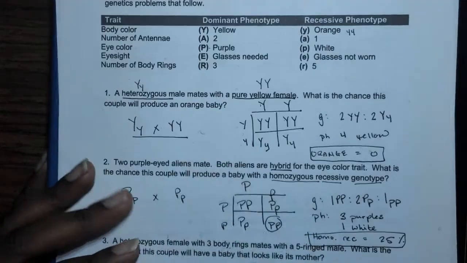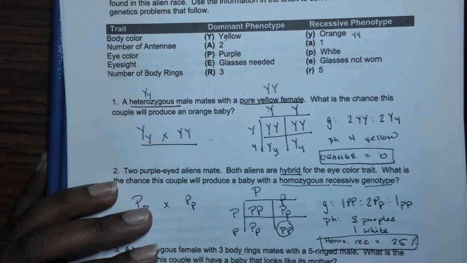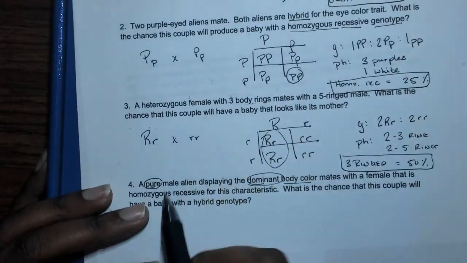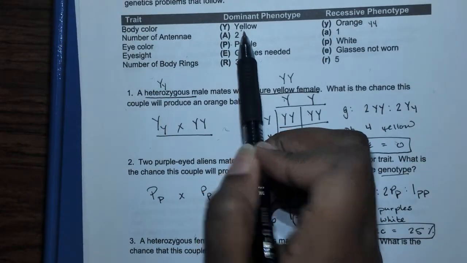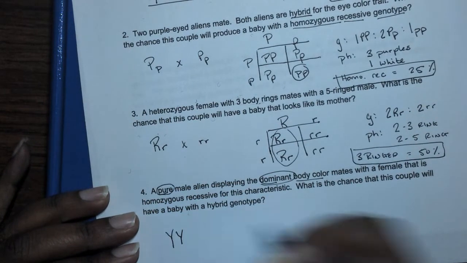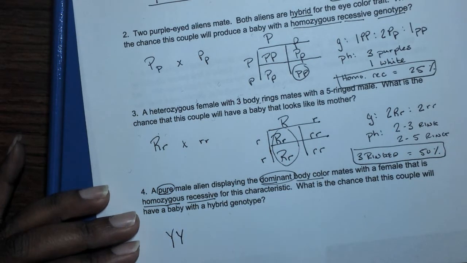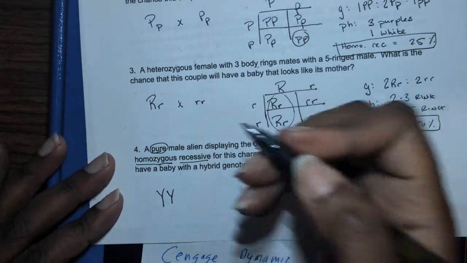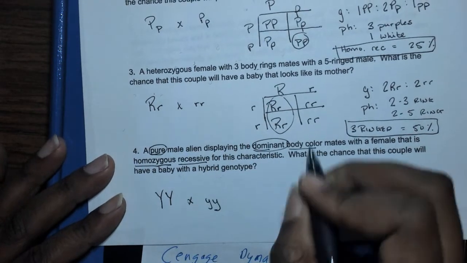So let me go up to body color. I'm going to go body color right here. Pure alien dominant. So pure meaning homozygous, that's that yellow. Big Y. So he's this. And she's homo recessive. So pure homo recessive. So she is this.